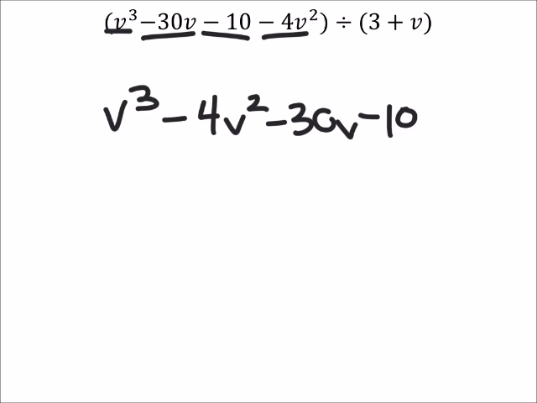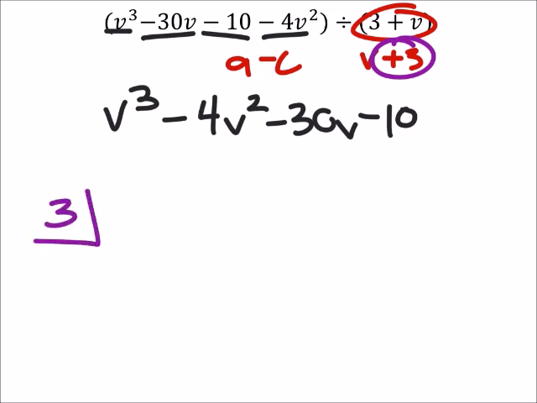Now, not only that, but some of you noticed that this isn't really in that format where, what do they put, a minus c? So we should switch that around. Not that it's going to make a difference in this case, because the v was positive as well, and so was the 3. So we're going to take the opposite of that 3 and put it in the box.